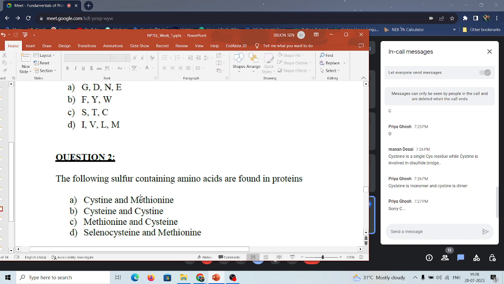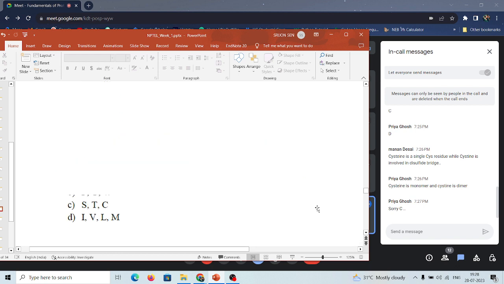Okay, and those who have given answer D, selenocysteine does not have a sulfur group, it has a selenium group in place of sulfur. Anyways, that's not a problem, just saying that.